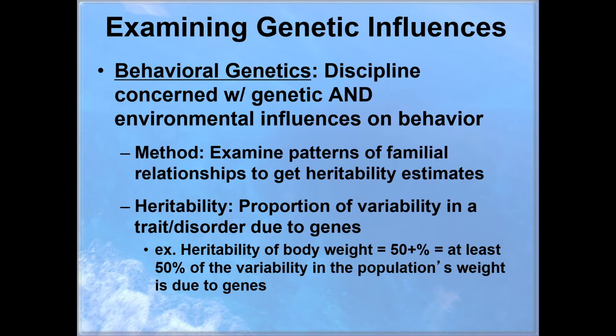Behavior genetics is one approach to examining the joint influences of genetic and environmental influences on behavior. Their goal is to examine patterns of traits within familial relationships in order to get estimates of how heritable that trait is. What do I mean by heritability? This is simply the proportion of variability in a trait or disorder within a given population that can be attributed to genetics. For example, the heritability of body weight is between 50 and 80%. So over half of the variability found in weight across all people in the population is directly due to their genes.